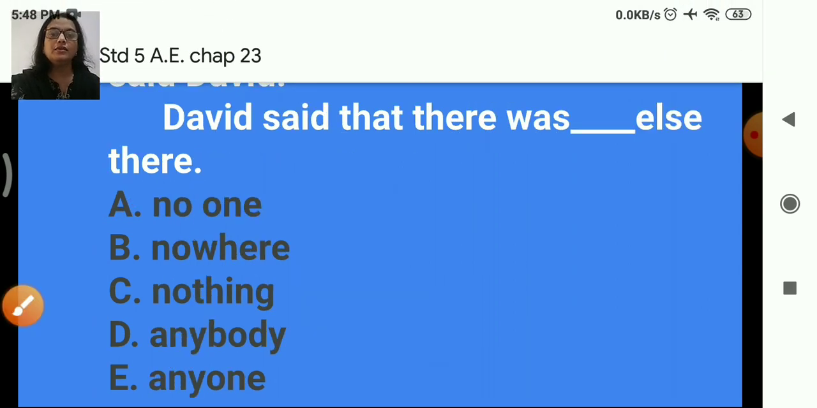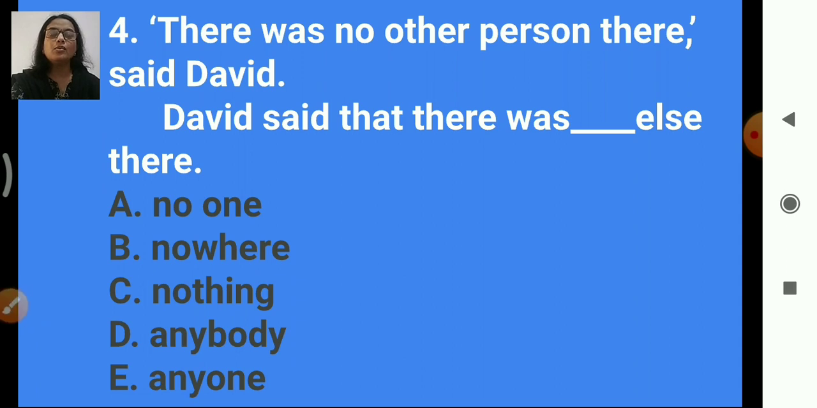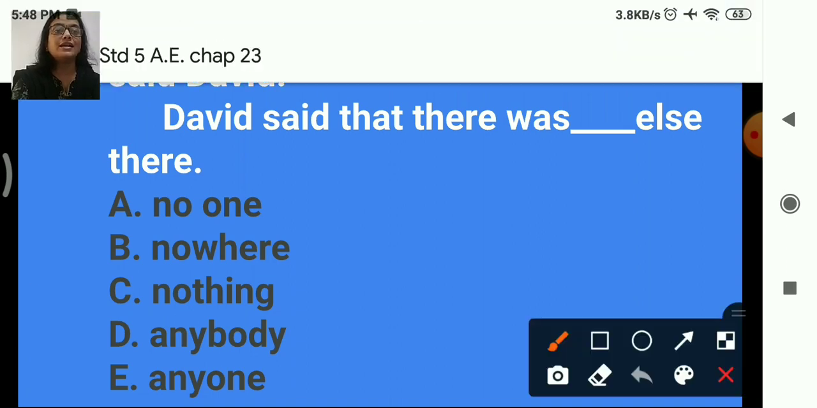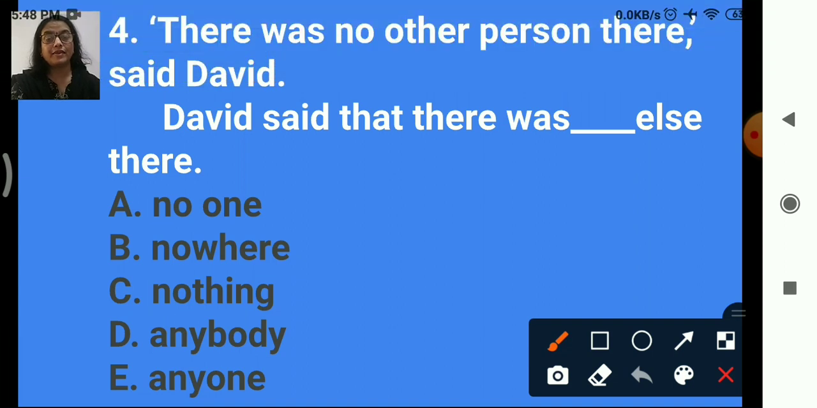Now the next one. There was no other person there, said David. So David said that there was dash else there. So the options: no one, nowhere, nothing, anybody, or anyone. So we have to select the answer, and the answer is, yes, the fourth one, no one. David said that there was no one else there. Got it?